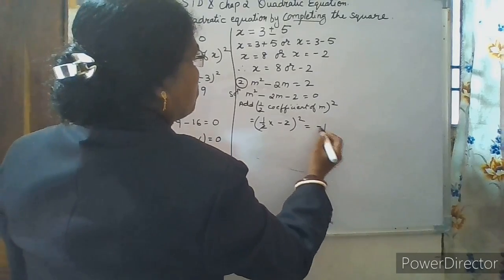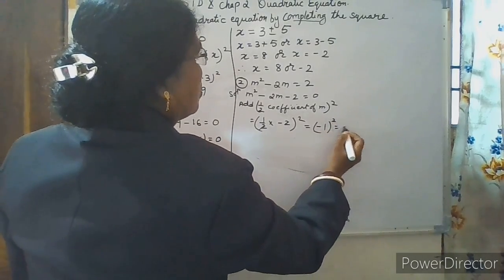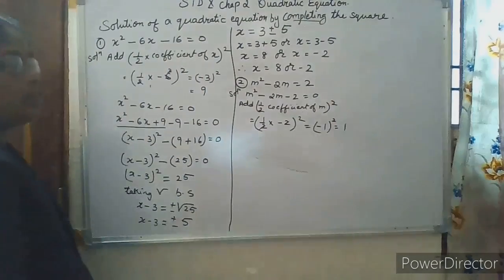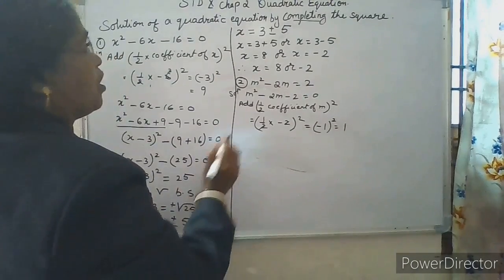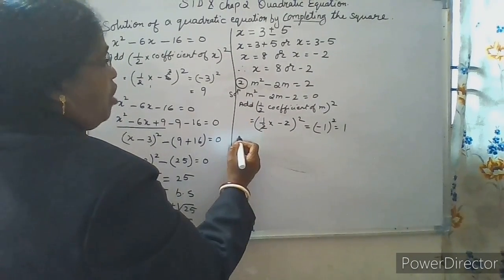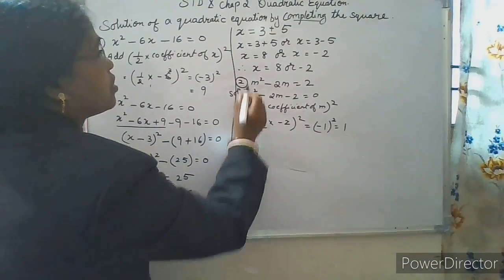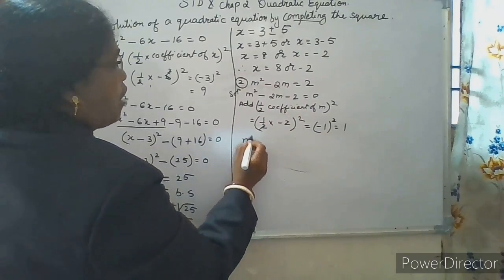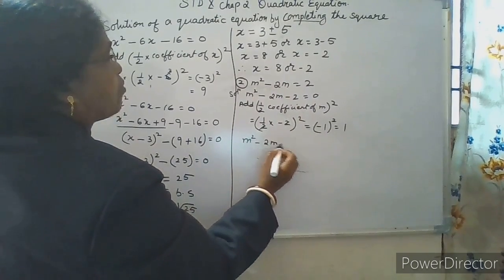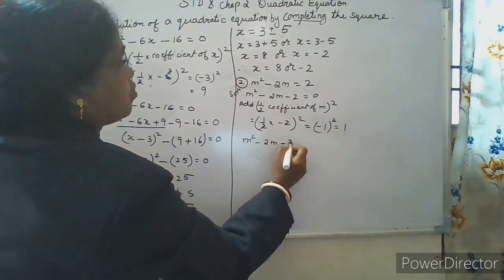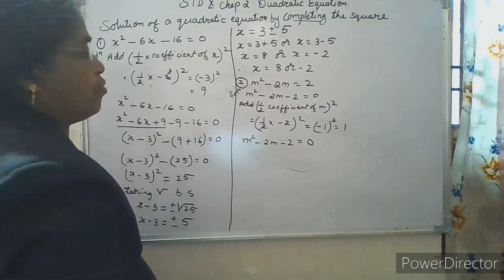So it is equal to (-1) the whole square. This is equal to 1. That means I have to add 1. Now, take the equation m square minus 2m minus 2 equal to 0.